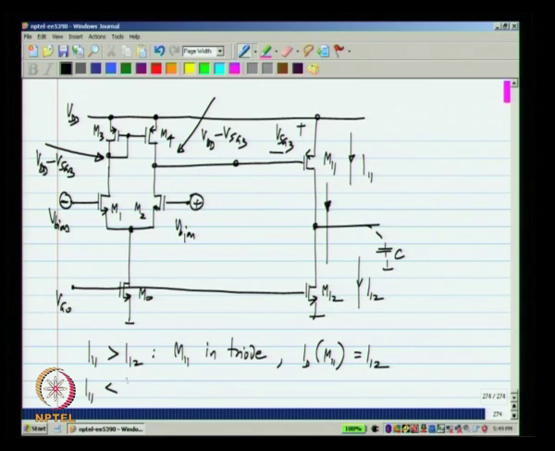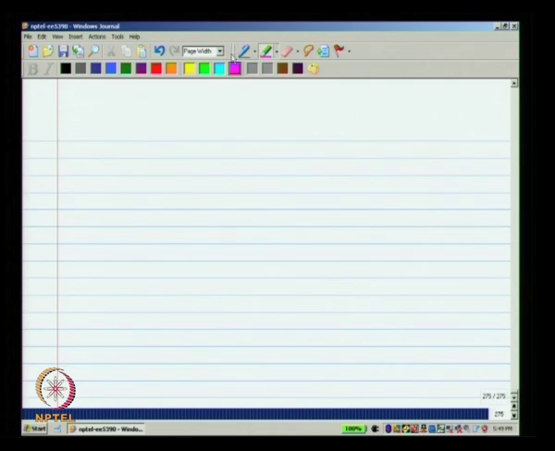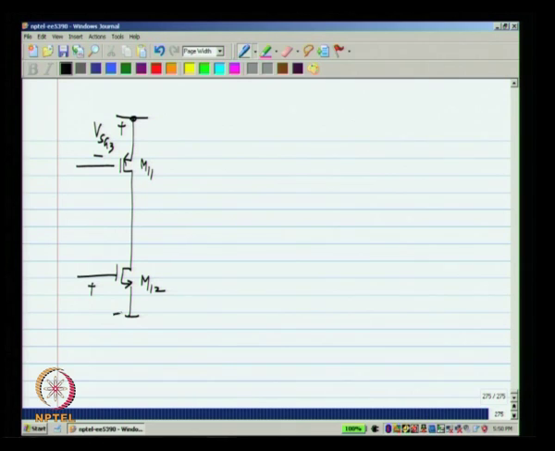Similarly, if I11 happens to be less than I12, the voltage will fall down until M12 is in triode and ID of M12 equals I11. Now, this is visualized very easily graphically. This operates with a certain VSG3 and this operates with a certain VGS12. And let us say the output voltage is V out.